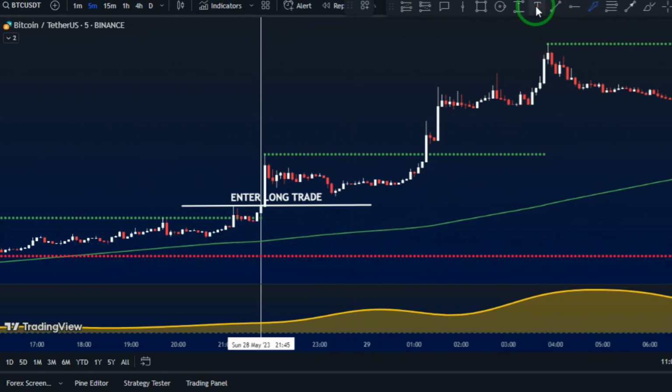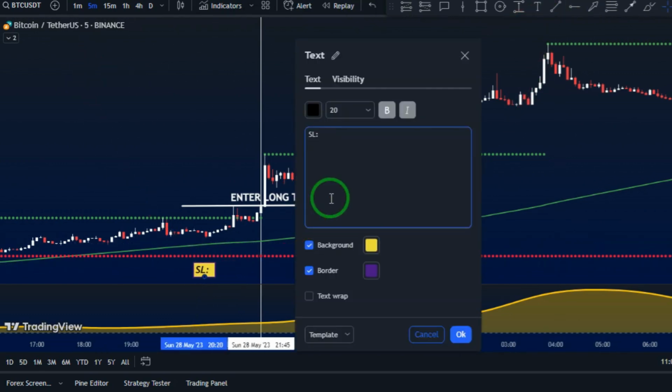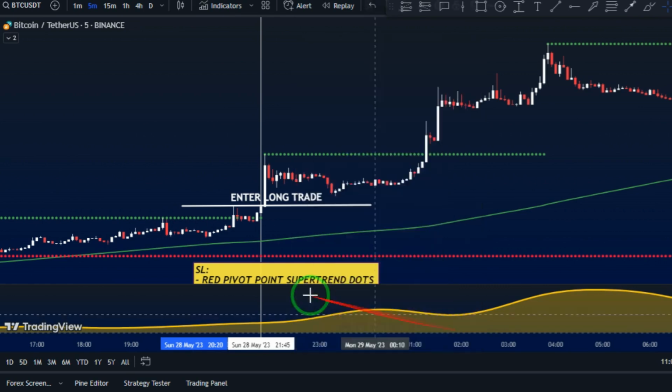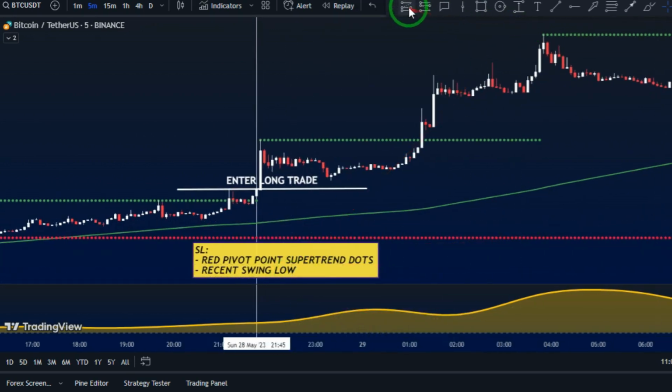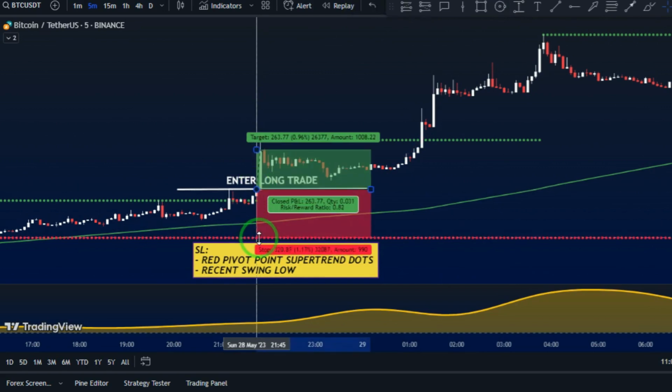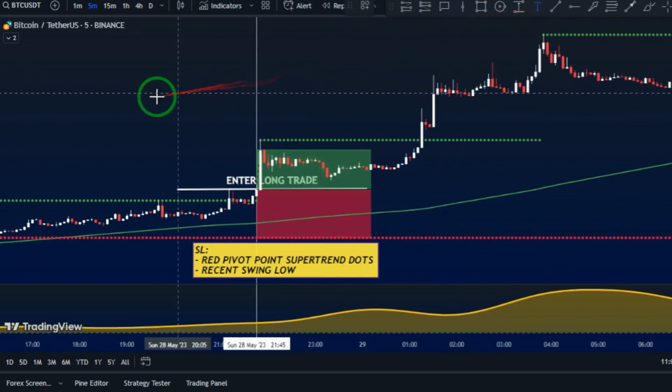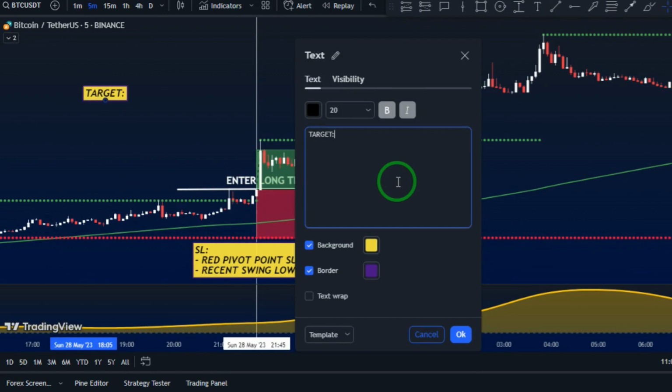And for a stop loss, you can either place it below the nearest red dot plotted by the pivot point super trend indicator or below the most recent swing low price. And for taking profit, aim for a 1 to 1.5 risk reward ratio.